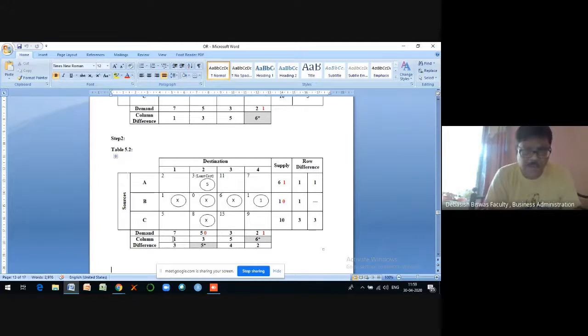And now we are coming to the column operations. The lowest elements are 2. We will not consider 1 because there is a cross mark. So only the two elements 2 and 5, right? No other elements are there. So directly we'll deduct 5 minus 2. So the difference is 3.